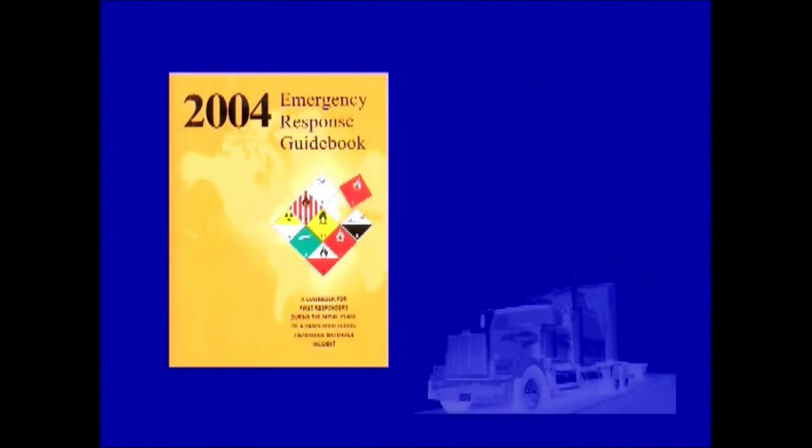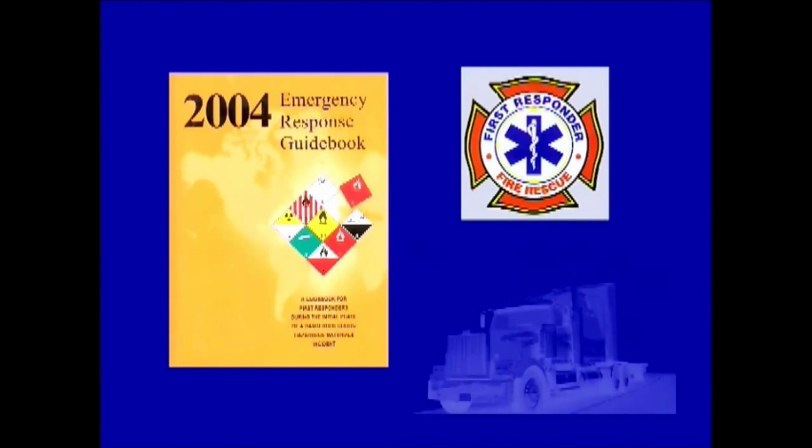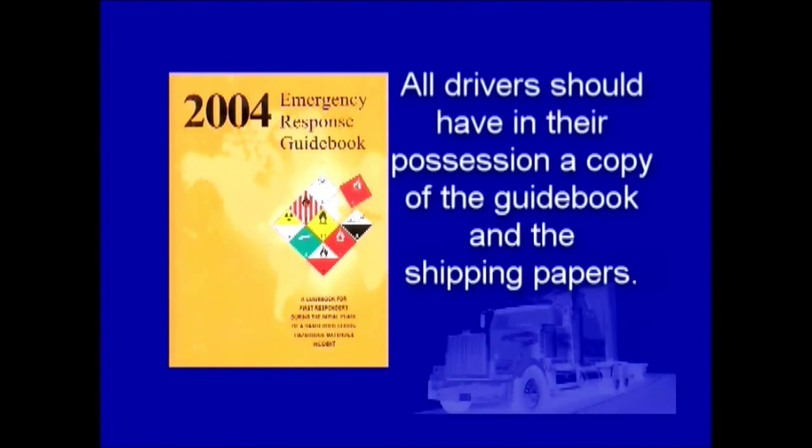This guidebook is designed primarily for use by emergency services personnel who may be the first to arrive at the scene of a transportation incident. When on the road, all drivers should have in their possession a copy of the guidebook and the shipping papers for the commodities being transported. These items should either be in the side door pocket or immediately beside the driver in an easily accessible location.